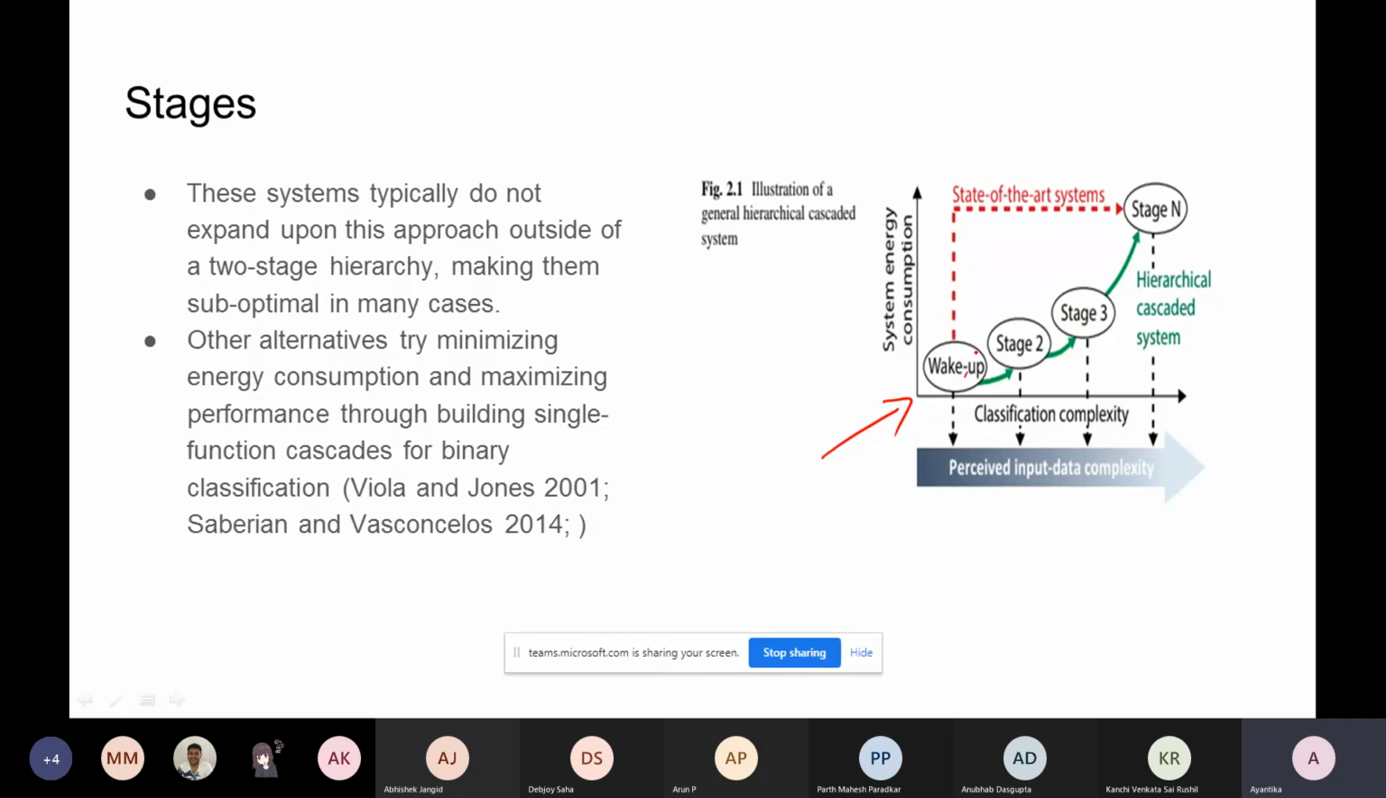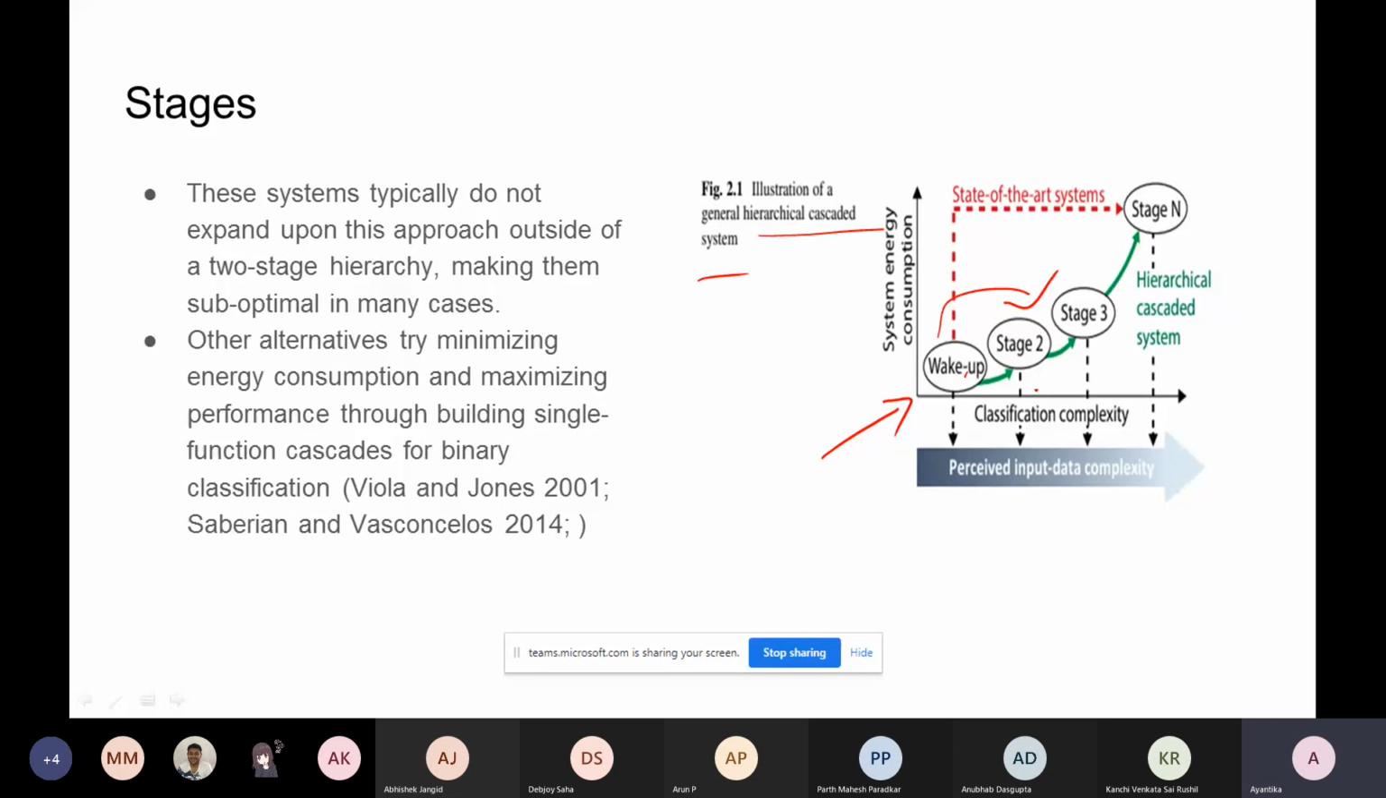Based on your application, you have to identify what your wake up signal or wake up input may be. Based on that wake up input, the first stage processing will be done, and then the rest of the inputs will be passed or not passed based on the classification strategy going on in your first level inputs. And then from stage 2 to stage 3 and stage n and so on. So this is the basic idea of a general hierarchical cascaded system.